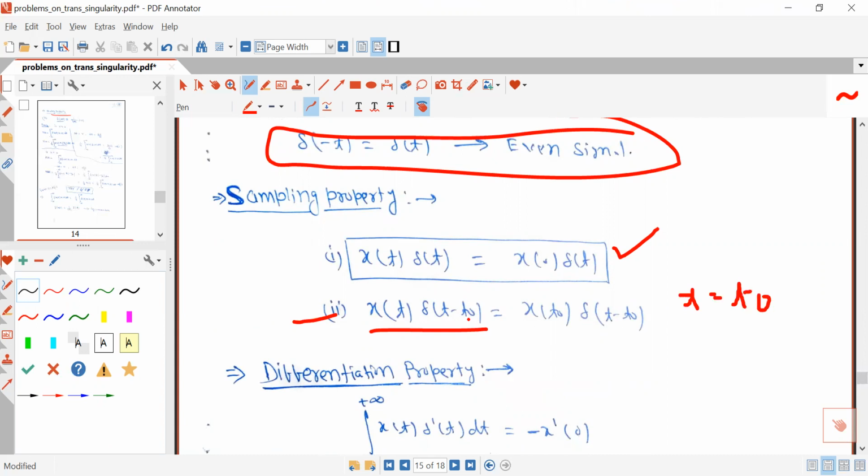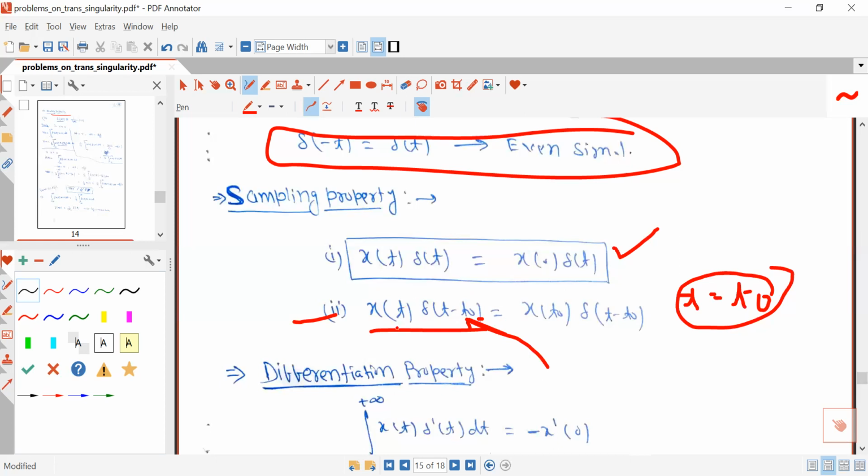Except t equal to t naught, delta t minus t naught will be 0 everywhere. So this product will be 0. And at t equal to t naught, delta t minus t naught cannot be defined. So you need to calculate this product only at t equal to t naught.